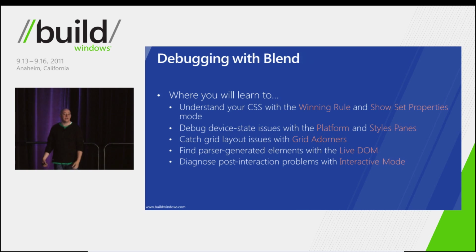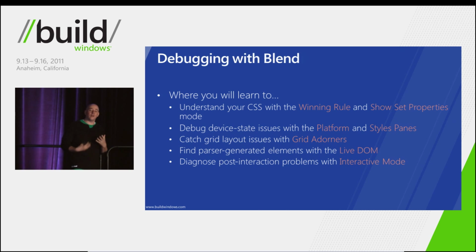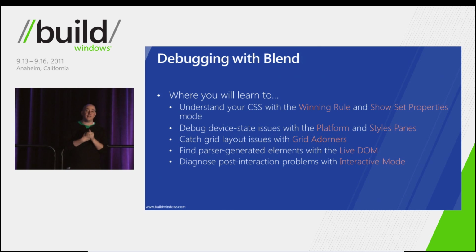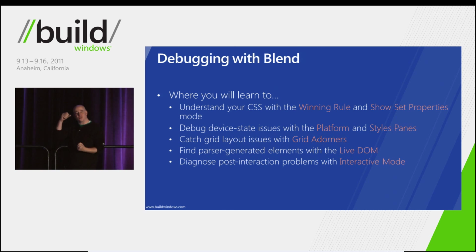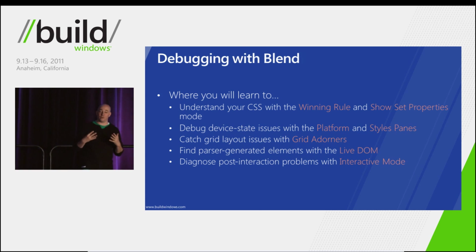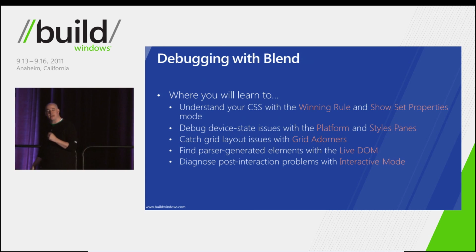You'll learn about how to use Blend's CSS property pane to understand the structure of your CSS using features like our winning rule, our show set property only mode, and the CSS cascade. You'll learn about debugging device orientations like portrait and landscape and different app layouts using our platform and style panes. You'll learn about how to debug issues with the wonderful, wonderful new CSS3 grid layout using our grid adorners. How to catch really tricky issues like parser-generated elements using our DOM tree.